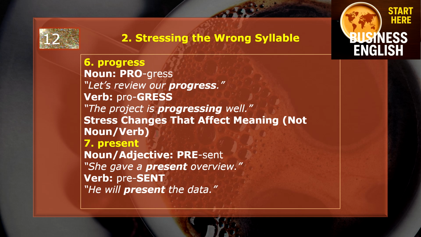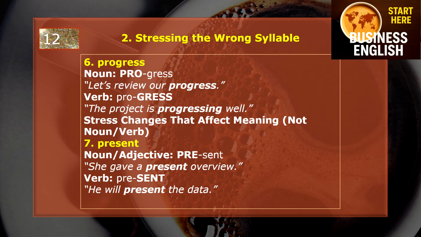And two more examples, progress, which is my favorite word, and the next one, present. So once again, if we stress the first syllable in the word progress, it's going to be a noun. So, "Let's review our progress." And when we stress the second syllable, it's going to be a verb. "The project is progressing well." Stress changes affect meaning, not noun or verb.